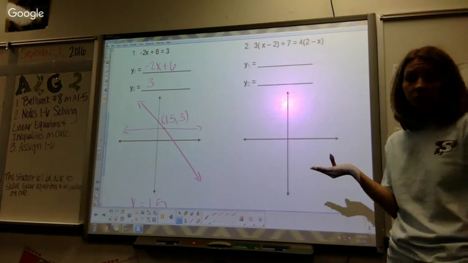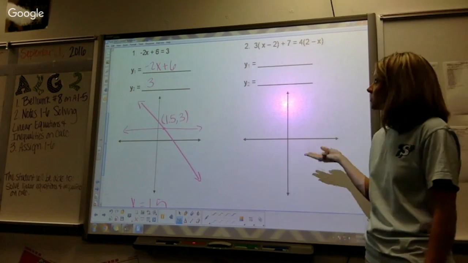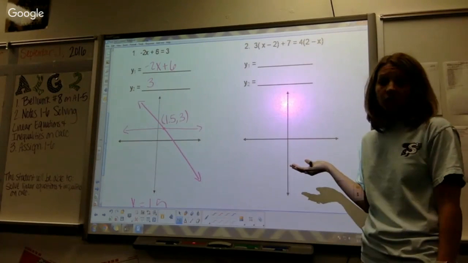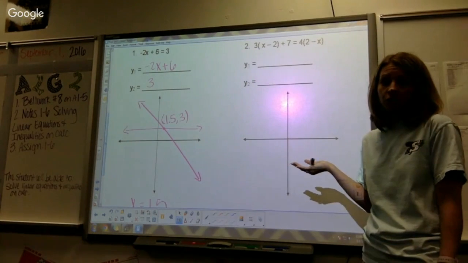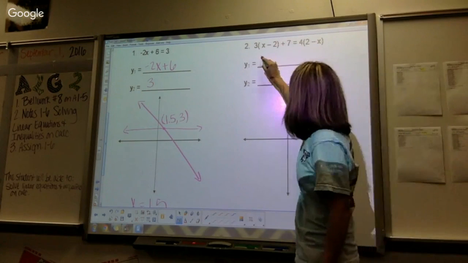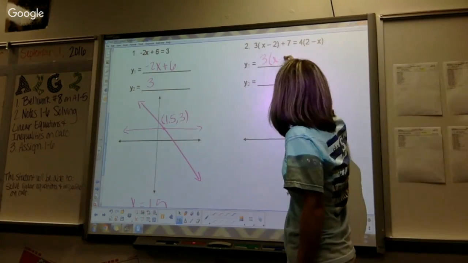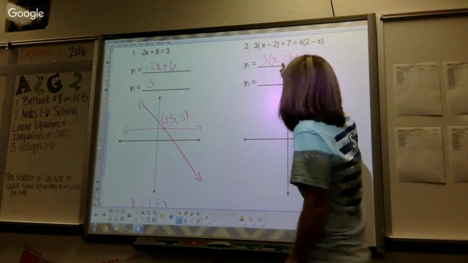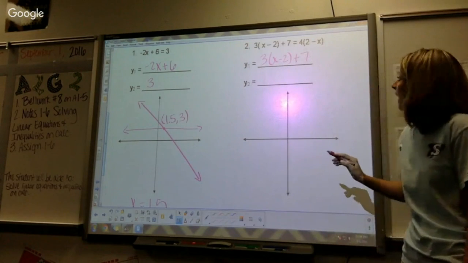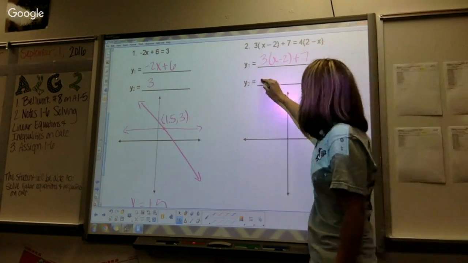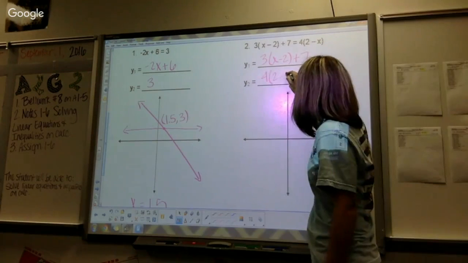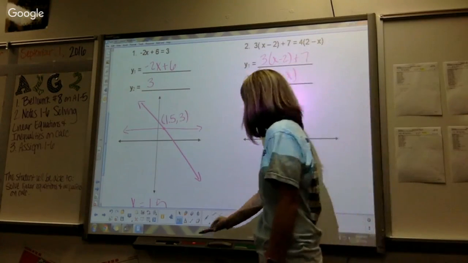Okay, so moving on to number 2. Now, notice here we have parentheses. Normally we would distribute if we were solving algebraically, but we don't have to do that. Okay, we're just going to use the calculator. So the left side, I want you to put into y1 with your parentheses. So wherever you see parentheses, make sure you put it. And then in y2, you're going to type in that right side, which is 4 times 2 minus x.